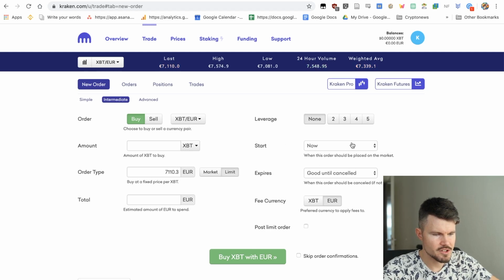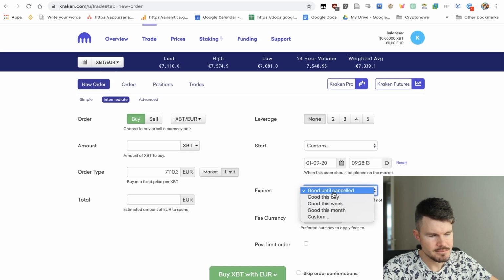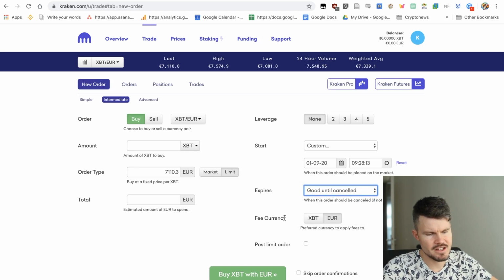So here, this option with the start, when you want the trade to start, you can select now or at a certain date. You can select a custom date when you want it to start, and you can also select when it gets expired. You've got good until cancel, so until you cancel the order, good for this day, this week, this month, and so on. You can pay the fee in Bitcoin or in Euro.